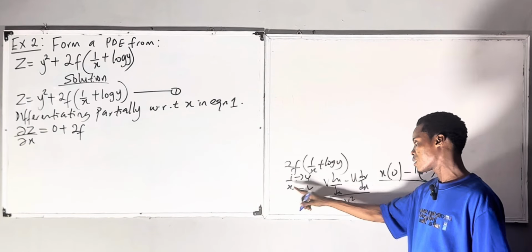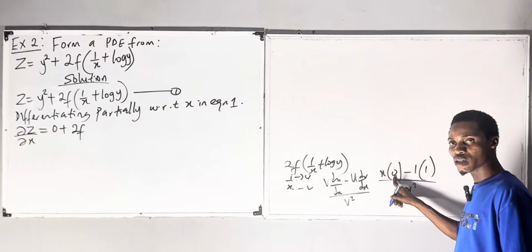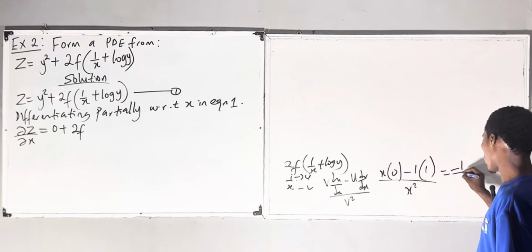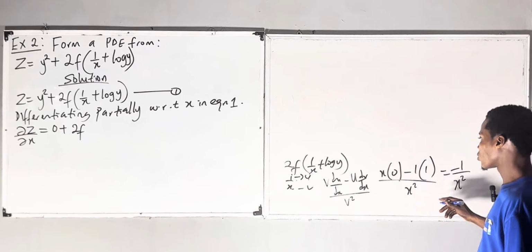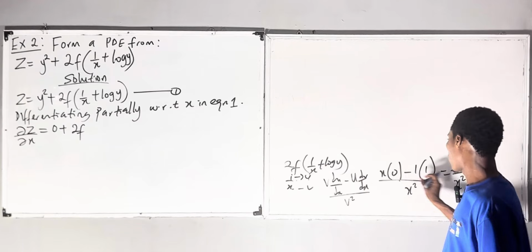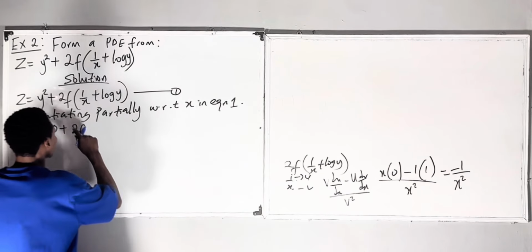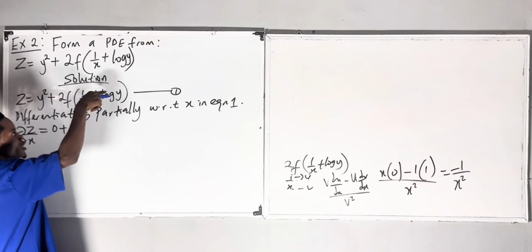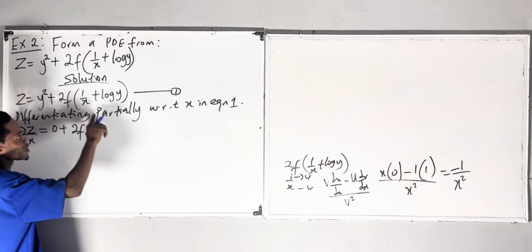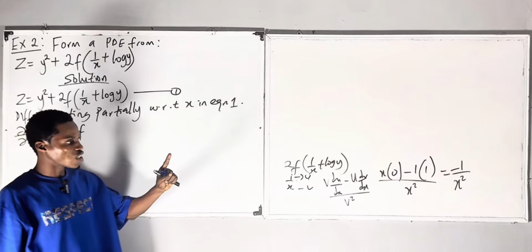Our v is x, and x is to the power of 2. x squared times 0, I'm going to have 0 there. Minus 1 over x squared. You can see that when I differentiate 1 over x here, I get minus 1 over x squared. So if I take this one, 2f, and differentiate all this with respect to x, I'm going to have minus 1 over x squared.